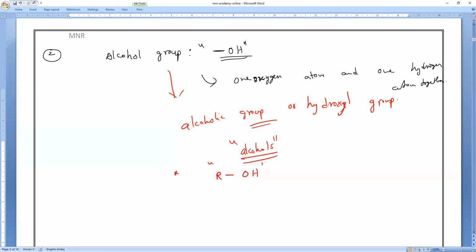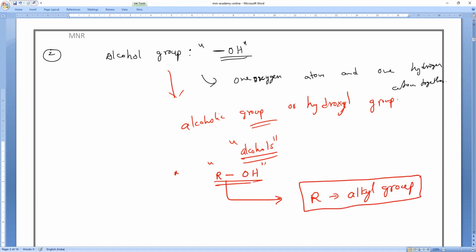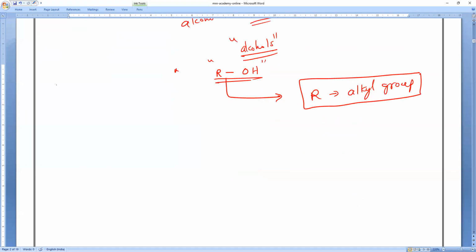So what is this R bond OH? R indicates the alkyl group. R indicates what, everyone? Alkyl group. What is the alkyl group? We have plenty of alkyl groups. Can you tell me the first alkyl group? The first alkyl group is methyl. What is the methyl group formula? CH3. So CH3 bond OH.